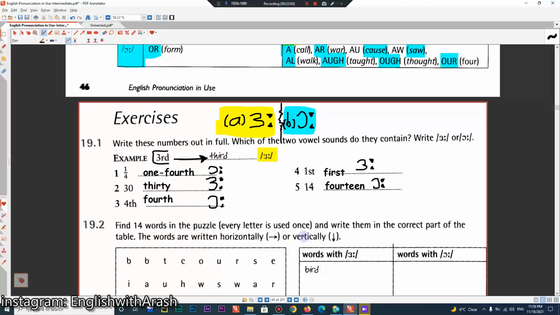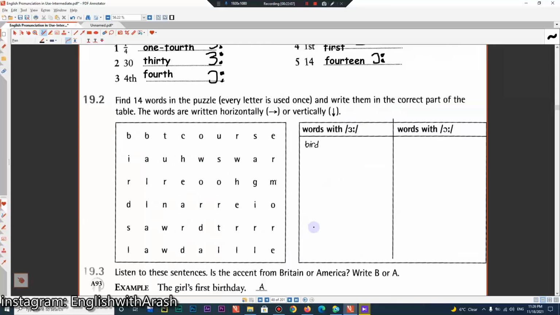That's nice. Let's go to the second exercise. You can move horizontally and vertically. One example is bird. This is a vertical move that I am making, and this word is bird. So I write bird here on the left because it's the E sound. Now sometimes you get the O sound, so you should write it on the right.